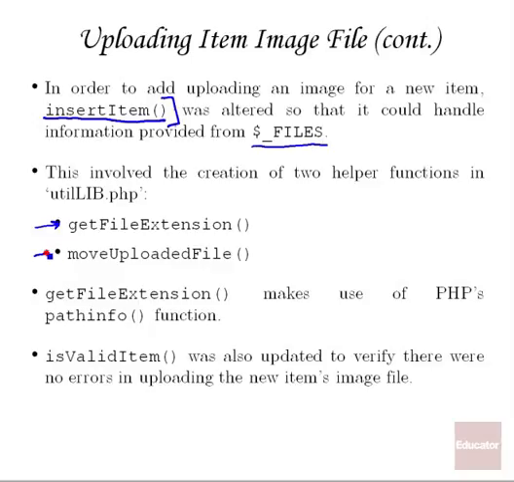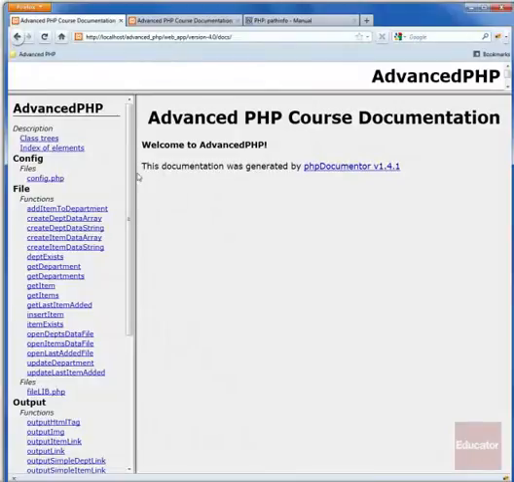We're going to create a helper function called moveUploadedFile, which is basically going to take the item image that was temporarily uploaded to our temp directory and move it into the item images directory in our web application. And one thing to note that we're going to go over is that in the getFileExtension method, we're going to be using a new PHP function called pathinfo. Let's actually take a look at our new insert_item.php.